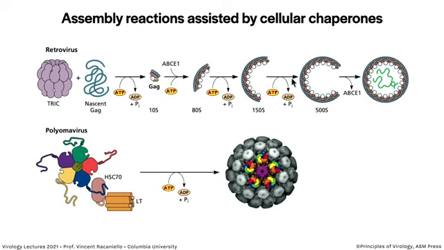And this trick is involved in that. And then at the last step, another cellular chaperone is involved in closing the gap. Polyomavirus, the same thing. There is a cellular chaperone called HSC70, which assists in the assembly of pentamers to form the virus particle.